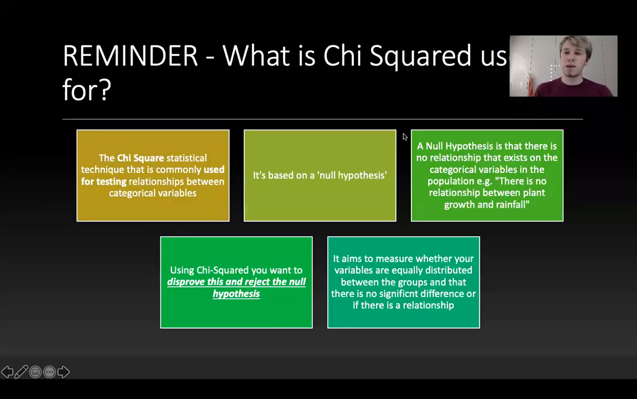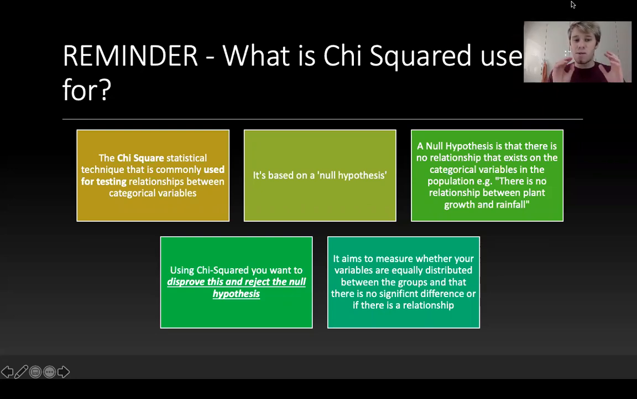So I'm just going to give you a reminder, what is chi-squared used for? It's a statistical test that's commonly used for testing a relationship between two categorical variables. When it says that, it means is there a relationship, is there a link, and it's based on a null hypothesis. The second box says a null hypothesis is basically that there is no relationship between the two variables that you're trying to compare.